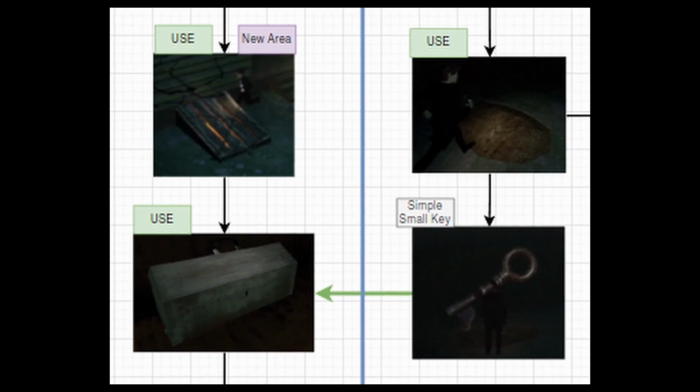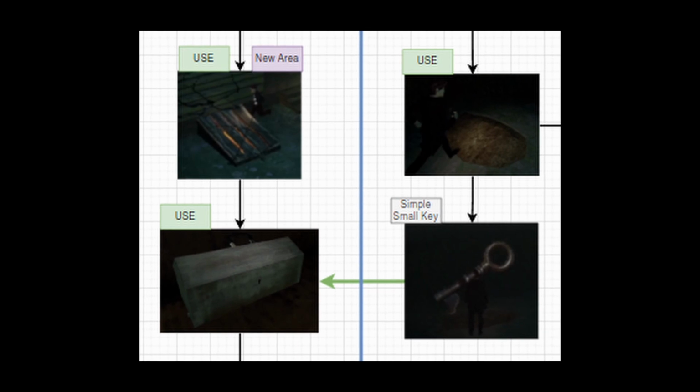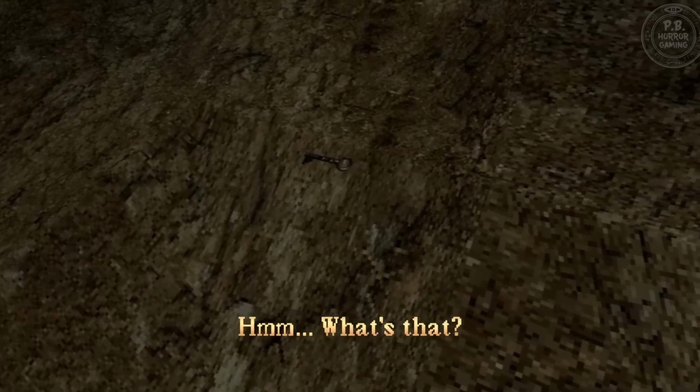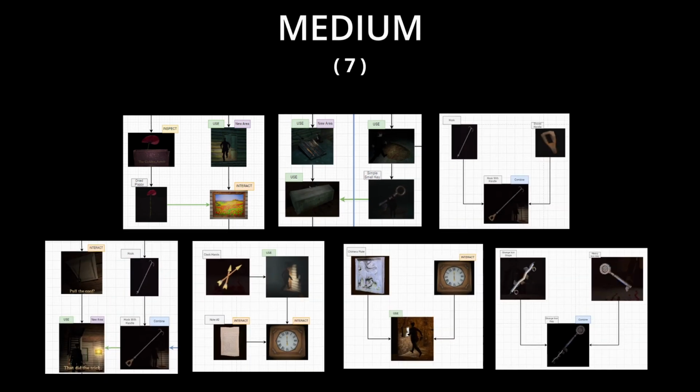Another example is the toolbox in the basement entrance. Figuring out that the small key goes to the toolbox sounds simple, but you cannot collect the small key until using the shovel on the dirt. That makes this a medium Eureka moment. There are a total of 7 medium Eureka moments in Lake Haven.